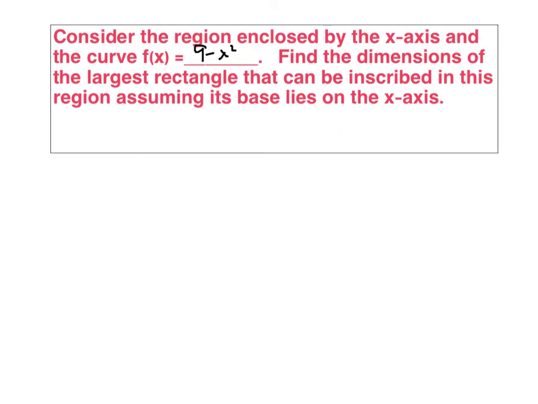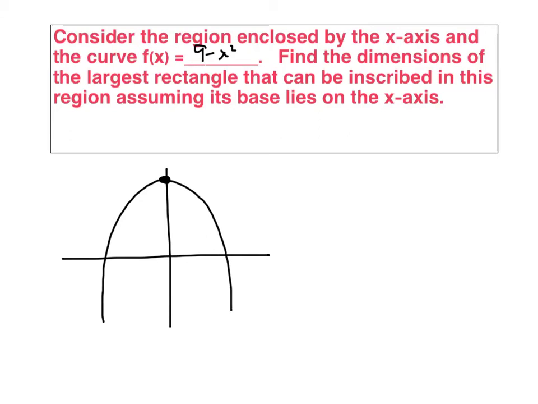The next question says, consider the region enclosed by the x-axis and the curve f of x equals 9 minus x squared. So let's just slow down and draw that out. 9 minus x squared, of course, is an upside-down parabola shifted up 9. Okay. I know that it hits the y-axis at 9. And I know that it has roots at -3 and +3.